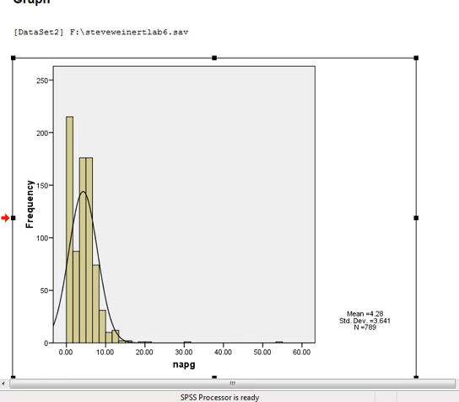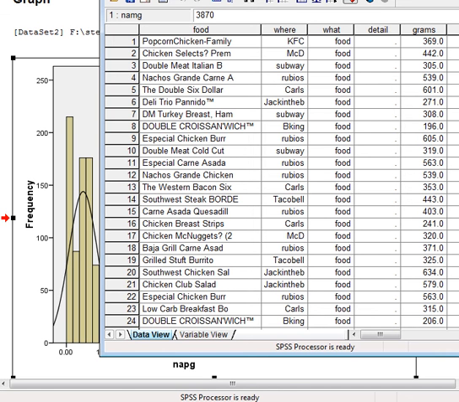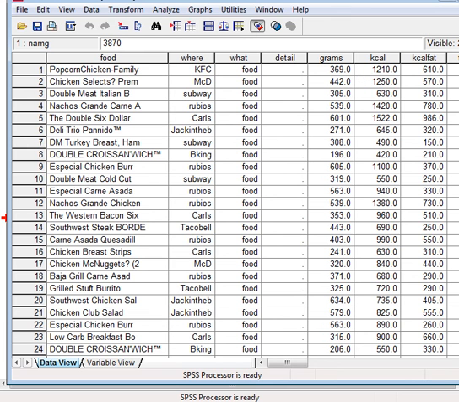Go back and look at the data. Maybe there's something wrong in the data to produce that. Again, sometimes things change in the data.